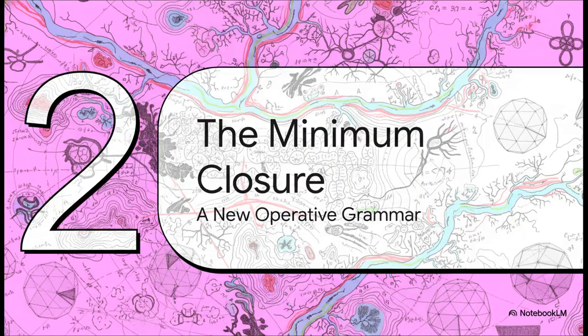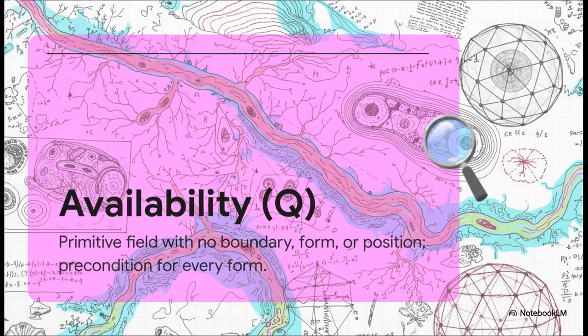Moving to section 2, the minimum closure. What's super interesting about this next step is that we establish a new primitive that entirely avoids that open circuit trap. The derivation begins with a simple, undeniable observation. Anything that can be known must first be available. So we denote this boundless availability as Q.